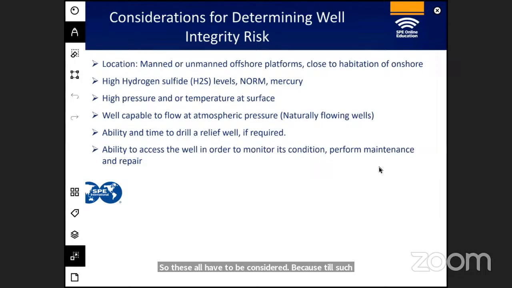Ability to access the well in order to monitor its condition and perform maintenance and repair. So these are the considerations, because when we calculate the consequences, we have to calculate the time for which we'll have this failure, and it will cause a release of hydrocarbon, and the total volume of hydrocarbon which will be released to the atmosphere has to be calculated to arrive at the total consequence.